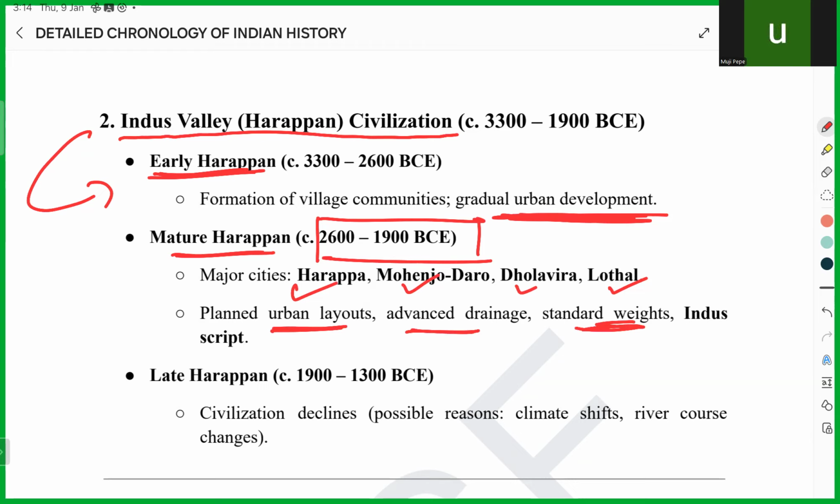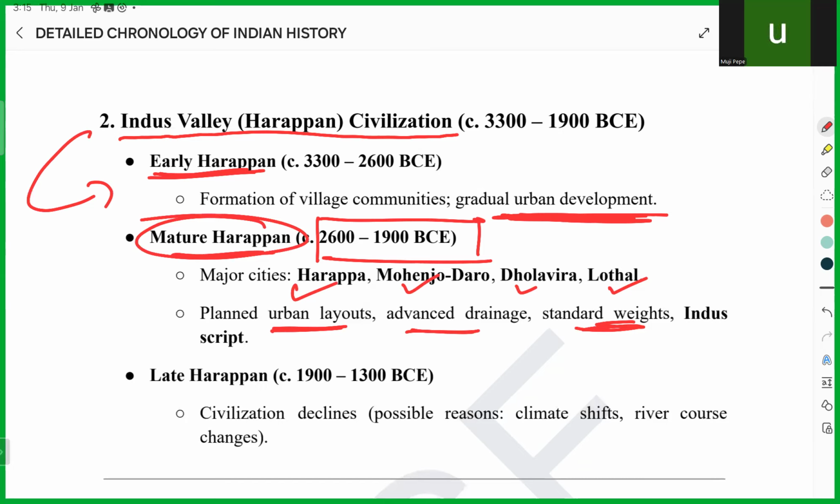The more we become complex, the more laws we will introduce, the more standardization we are going to introduce. And that is what happened in the mature Harappan phase, when we consolidated agriculture, we consolidated the concept of surplus. Our small villages started to grow into big cities.